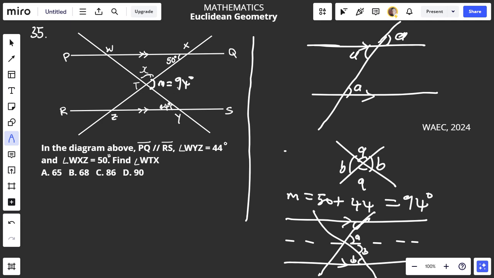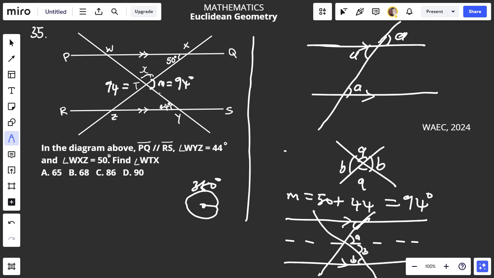So now that we have our 94, vertically opposite angles are equal. So the angle T here is also 94. Since here is 94, here is 94. They are vertically opposite to each other. So the third theorem we're going to use is the summation of angles at a point. If you start from here to measure angle, and go back to that point, what you measure is 360. Sum of angles at a point is 360.